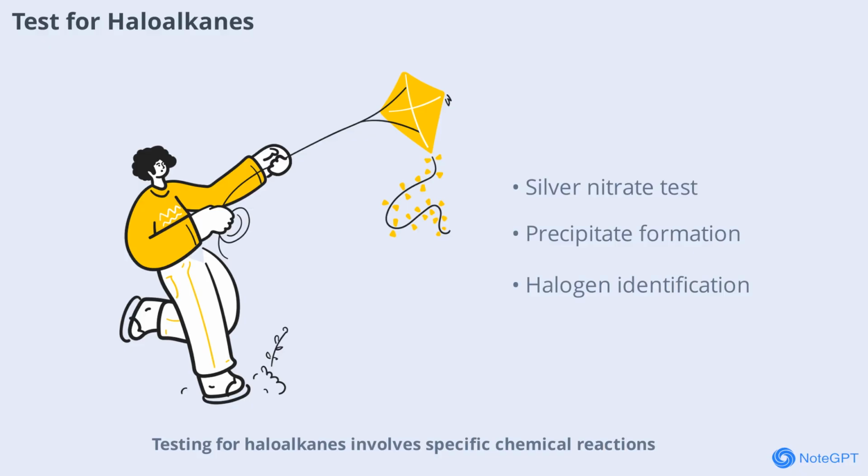Testing for haloalkanes involves specific chemical reactions. The silver nitrate test is commonly used, where a haloalkane reacts with alcoholic silver nitrate to form a precipitate of silver halide. The color of the precipitate indicates the type of halogen present. This test is a simple and effective way to identify haloalkanes in the laboratory.